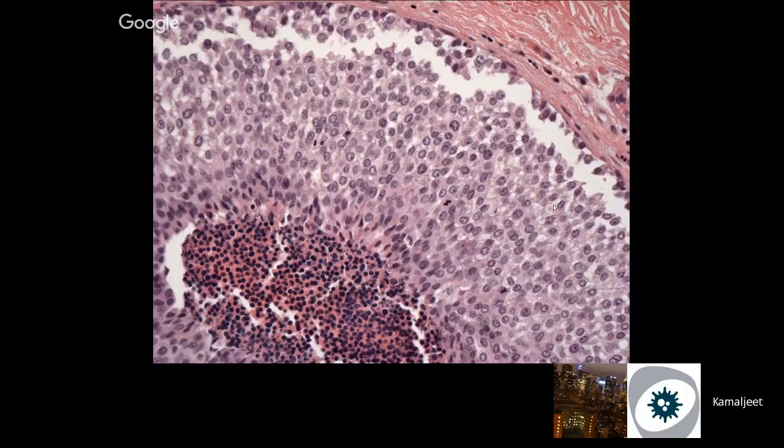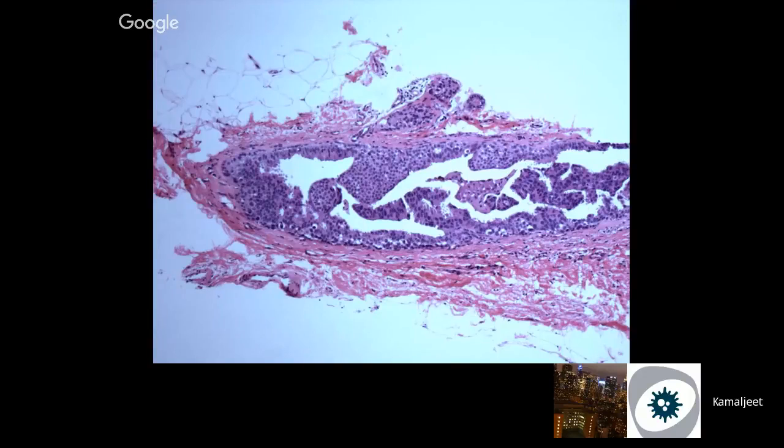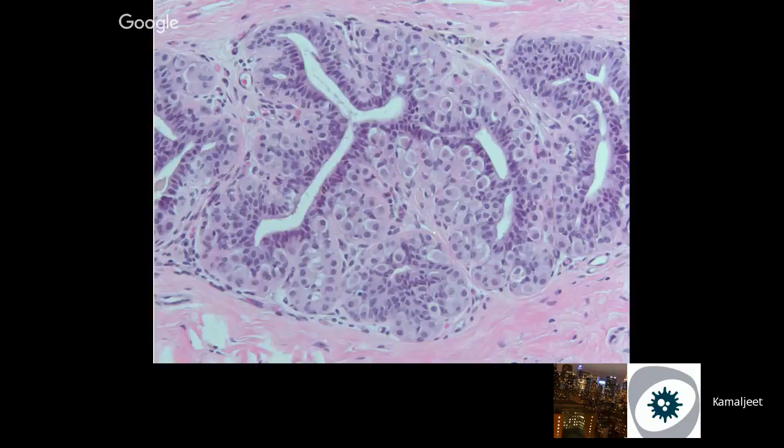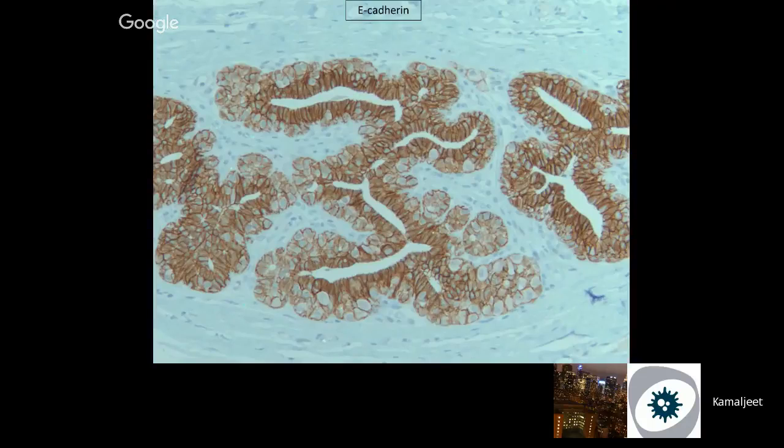And you can do E-cadherin or p120. So E-cadherin can help. In 85 to 86% of cases, it will be negative. But in 15% of cases, you might see some expression, weak expression. Like in this case, this looks like a pagetoid involvement by LCIS, but there is some expression of E-cadherin, but it's weaker than the adjacent luminal cells.